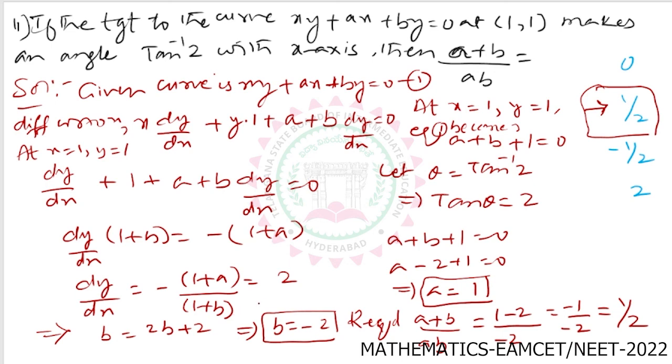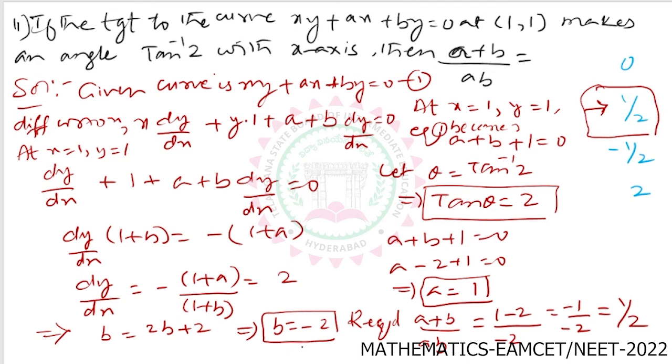And here, dy by dx is equal to m. What is m? And theta. So with the help of theta, I have got the value of tan theta is equal to 2, right? So in place of dy by dx, I am substituting 2. Therefore, on simplifying this, I'm getting this equation as b is equal to 2b plus 2. Okay. So with this, if I simplify, I'm getting b is equal to minus 2.